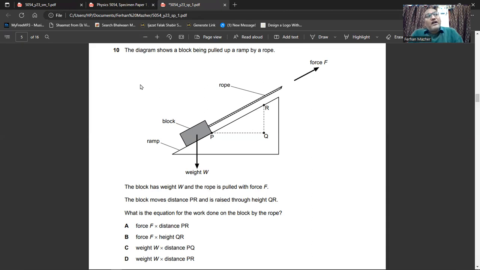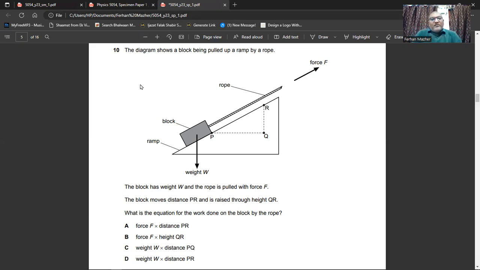The vertical height gained here is QR. So there can be two options. One, the force multiplied by the distance PR, that can be the work done. Or the other way, the work done is equal to the gain in the potential energy, and that will be the weight multiplied by QR. So let's see what we have in the options.